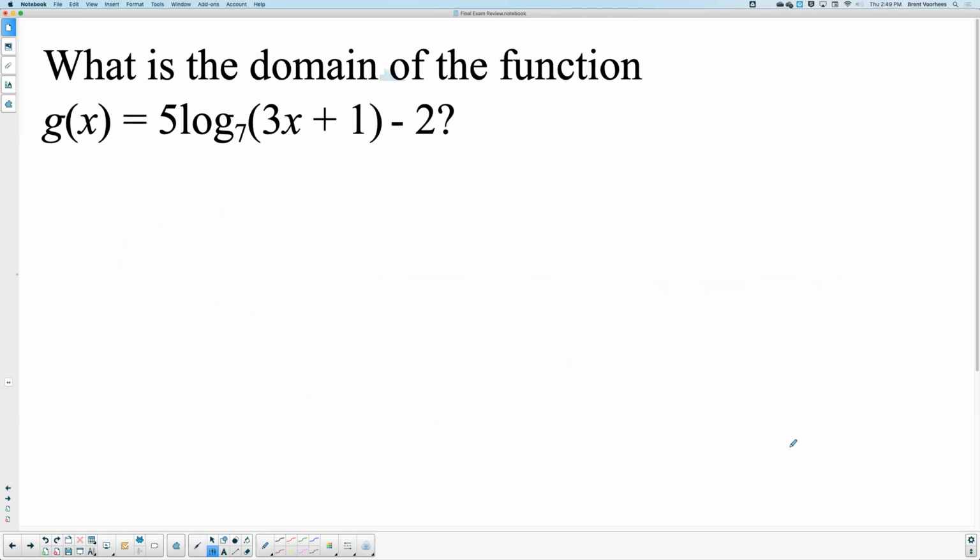What if it asks about domain? How do you find domain? Do you remember? Look over here. Cheat. Look on the board. What's domain rule number 3?